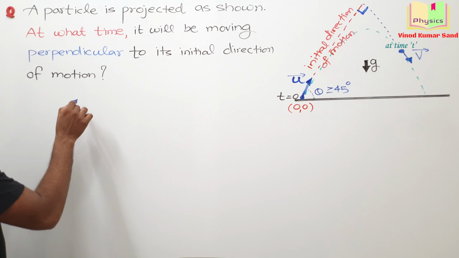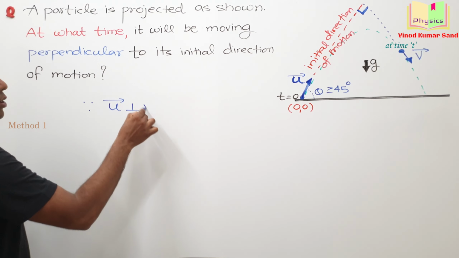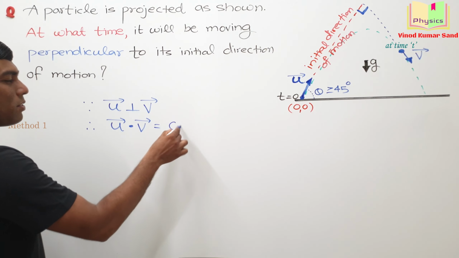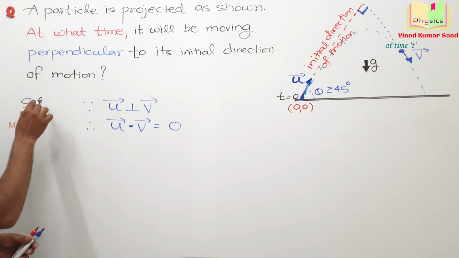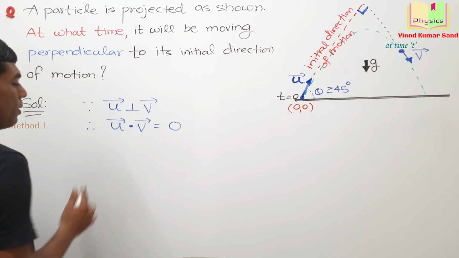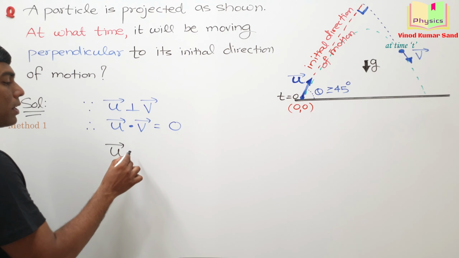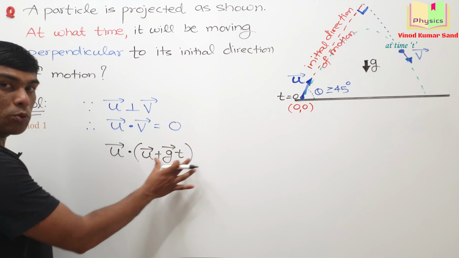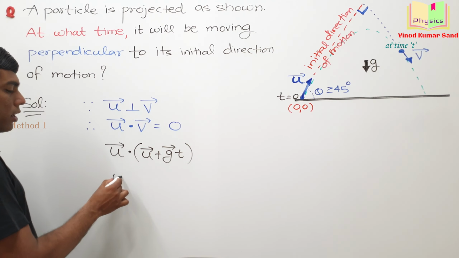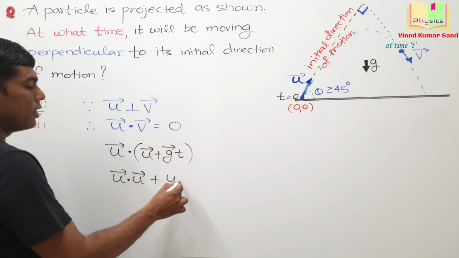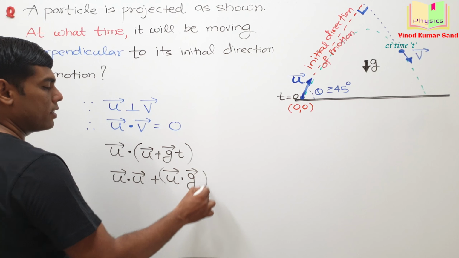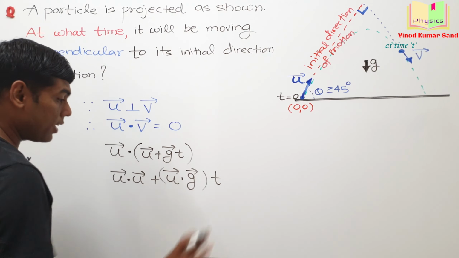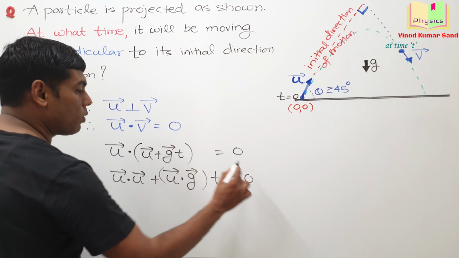Since u vector is perpendicular to v vector, the dot product must be zero. I hope you remember it from vectors, and from here you can initiate your solution. Putting up the data, u vector is u vector only. In place of v vector, we can write u vector plus g vector times t. Got it? Do the dot product: u vector dot u vector plus u vector dot g vector, and keep the t outside. T is a scalar quantity, so I kept it outside. And the RHS is equal to 0.